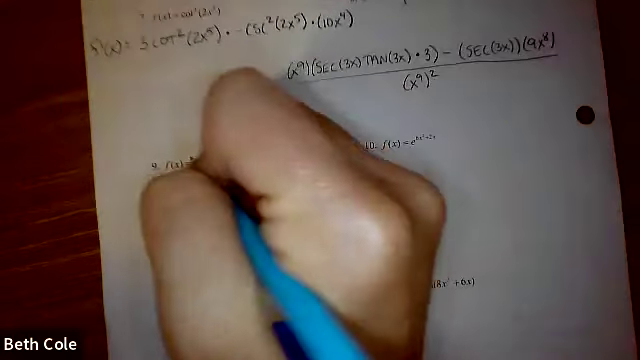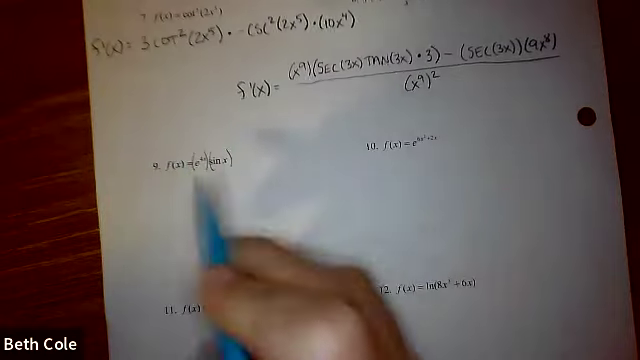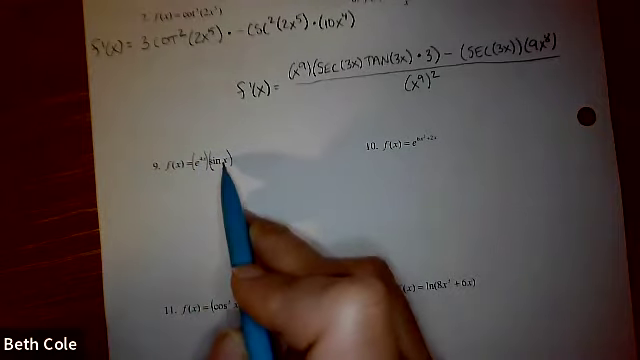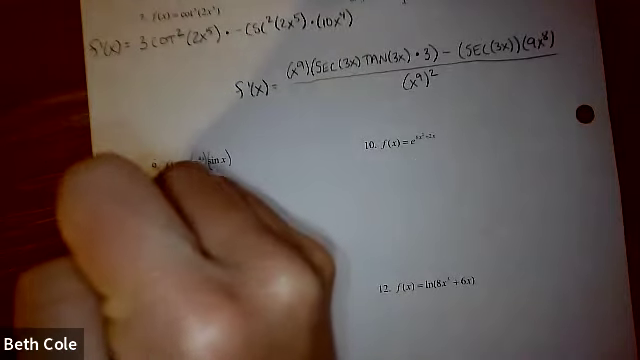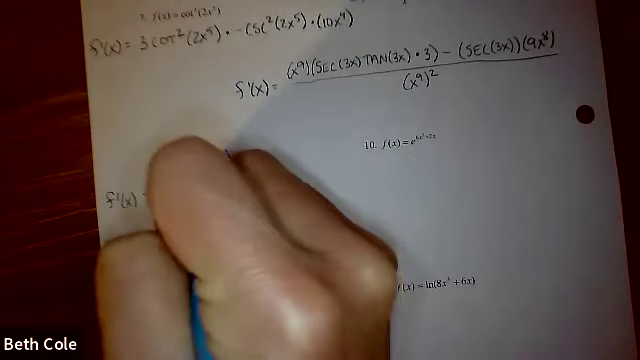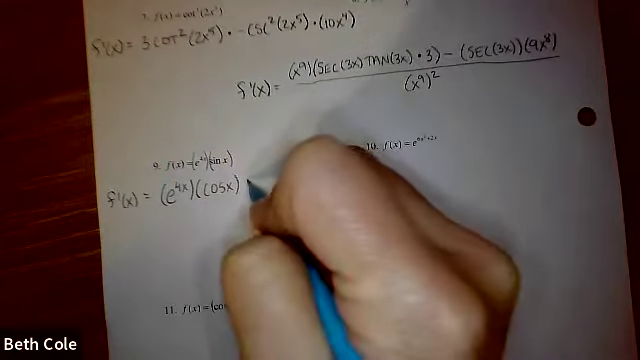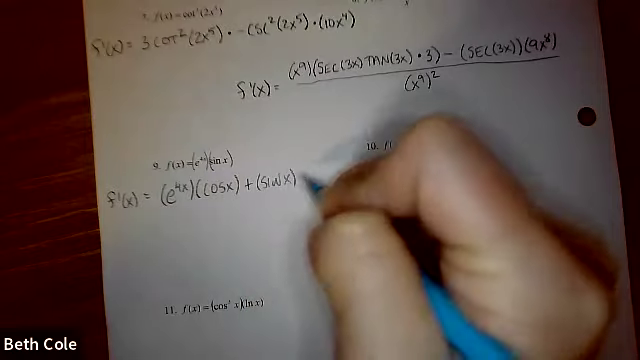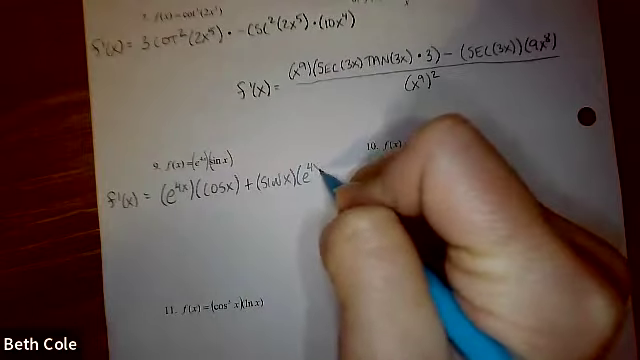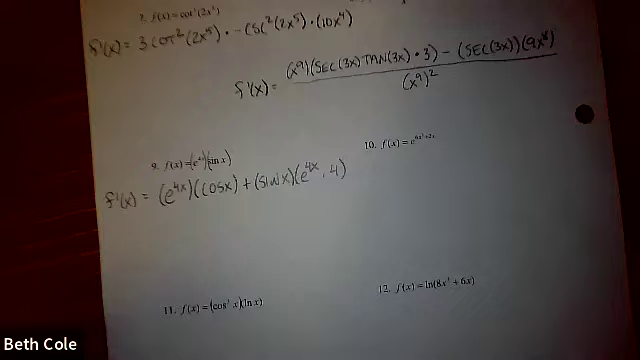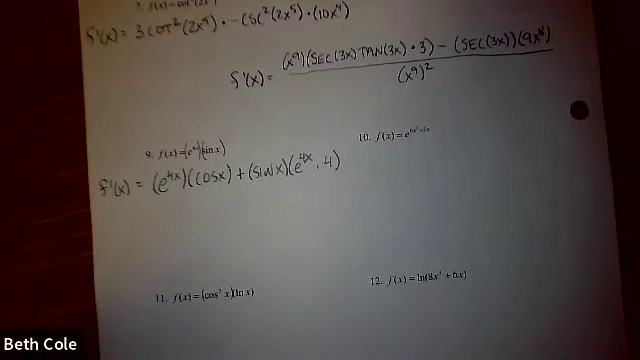Right? This one's going to be a product rule and a chain rule. So your first function is e to the 4x. That'll involve a chain. Second function is sine of x. So product rule, we have the first function, derivative of the second, plus the second function, and then derivative of the first. Derivative of e is itself, and then we chain on the derivative of 4x.